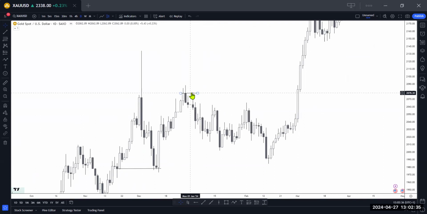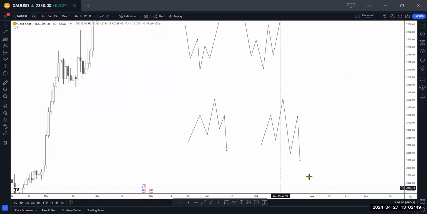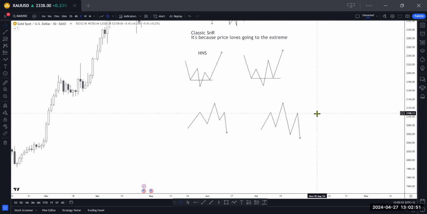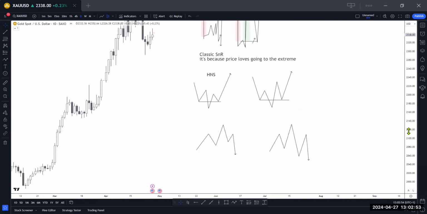The same thing here. We were buying and then we started to sell, so this classic SNR became a reversal setup. So that's classic SNR for you. It can be continuation, it can be reversal. At this point, we're continuing this sell, so it's a continuation setup. But HNS are usually a reversal setup.